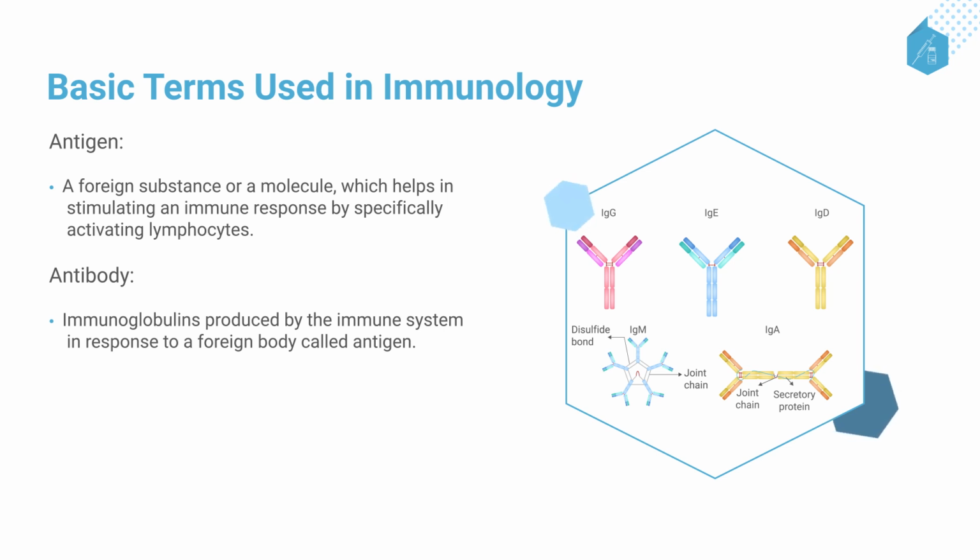Antibody. It is also called immunoglobulin and is produced by the immune system in response to a foreign body called antigen. Immunoglobulins include IgM, IgG, IgE, IgD, and IgA. They can be found in the bloodstream and the body.